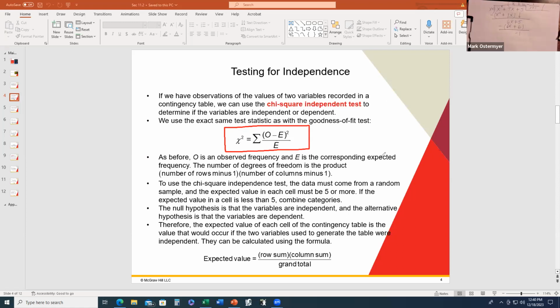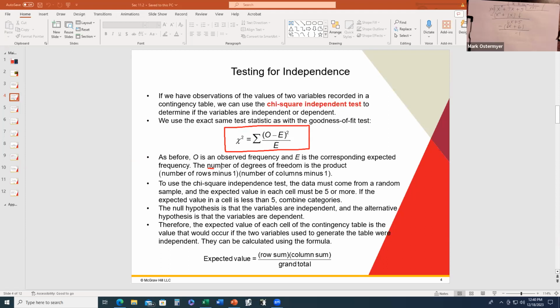As before, O represents the observed frequency, and E represents the expected frequency under the assumption that the null hypothesis is true. So we're going to sum up the squared differences between the observed and the expected frequencies divided by the expected frequencies. This statistic can be shown by theoretical statistics to be distributed according to the continuous positively skewed probability distribution called the chi-square distribution, of which we saw a picture last week when doing the goodness of fit test.